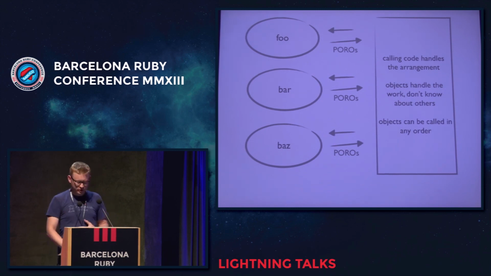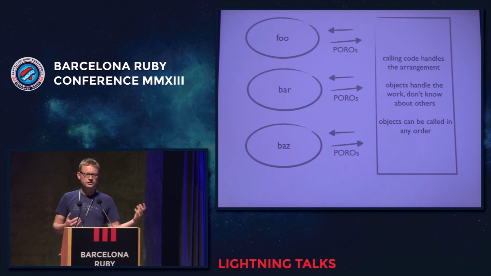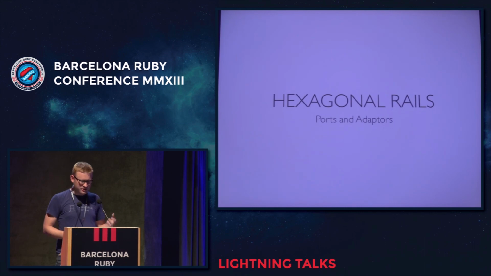So that's one concept, which is loosely known as the actor model of concurrency, which is totally stolen, like many other things in Ruby, from another language. The other idea is hexagonal Rails that people have been talking about. This is the idea of using a ports and adapters model to design our app's architecture.